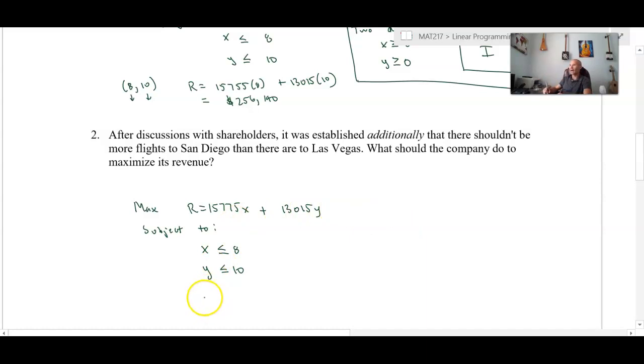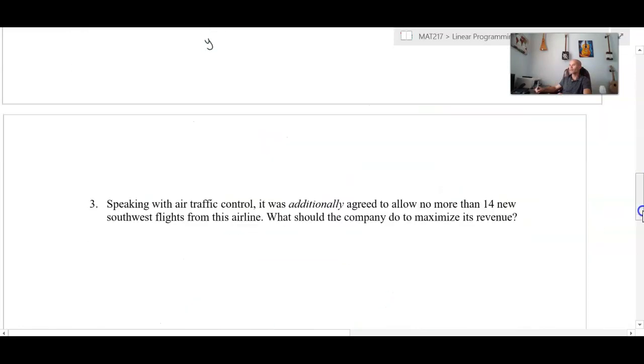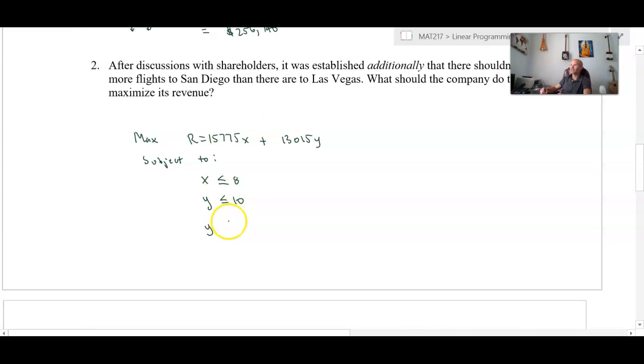So since y is the number of San Diego flights, y has to be less than or equal to x. That ensures that the number of flights to San Diego is potentially less than the number to Las Vegas or potentially equal to the number in Las Vegas. Well, interesting. So that means I can't ever pick 10 flights to go to San Diego. Why can't that be? Well, the largest x can be is 8.